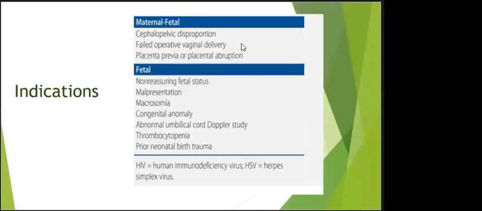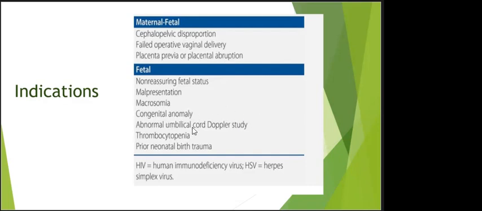Indications: maternal, fetal CPD. The pelvis isn't adequate. Of course, you have to do cesarean section. Failed operative vaginal delivery, failed vacuum, failed forceps, placenta previa, or abruptio placenta. For the fetal indication of cesarean section, we have non-reassuring fetal status, malpresentation, transverse lie, breech presentation, fetal macrosomia, you have to do cesarean section because you might have dystocia. Okay, congenital anomaly, hydrocephalus, gastroschisis, sacrococcygeal teratoma, you have to do cesarean section.